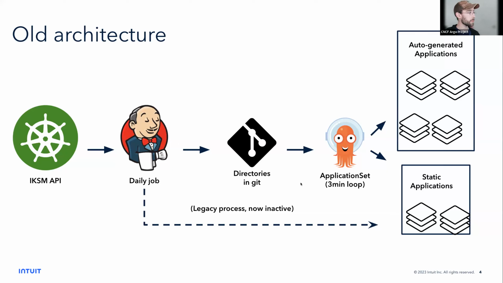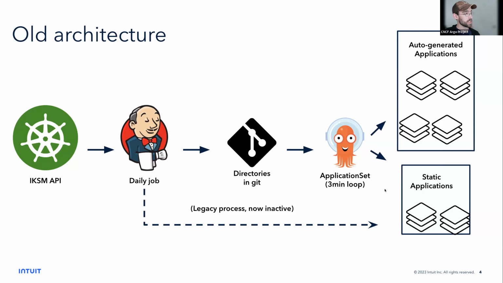cluster metadata. Then we have an ApplicationSet configured with the Git files generator that loops over those directories and the files that are in them and uses the metadata from those files to generate applications, which we then sync to deploy the Argo Rollouts controller to all of the clusters.